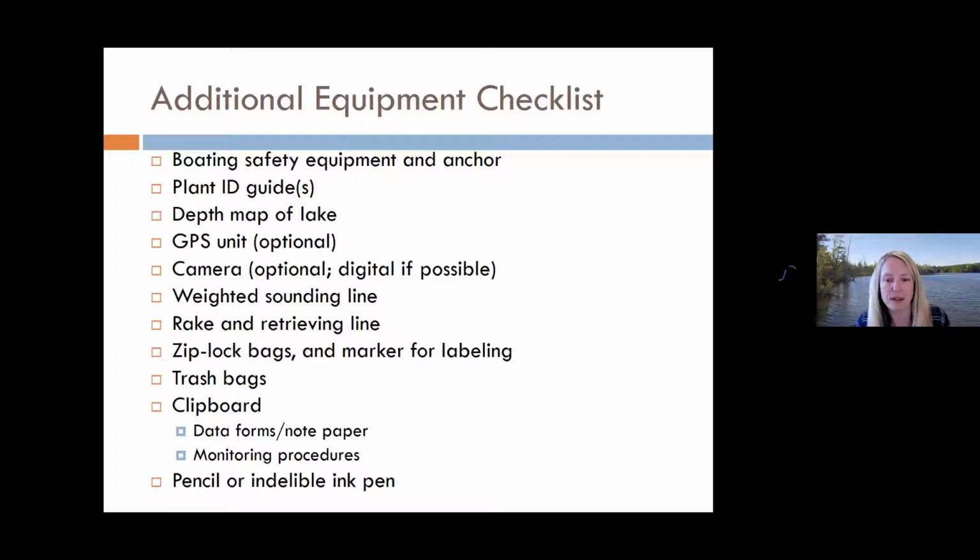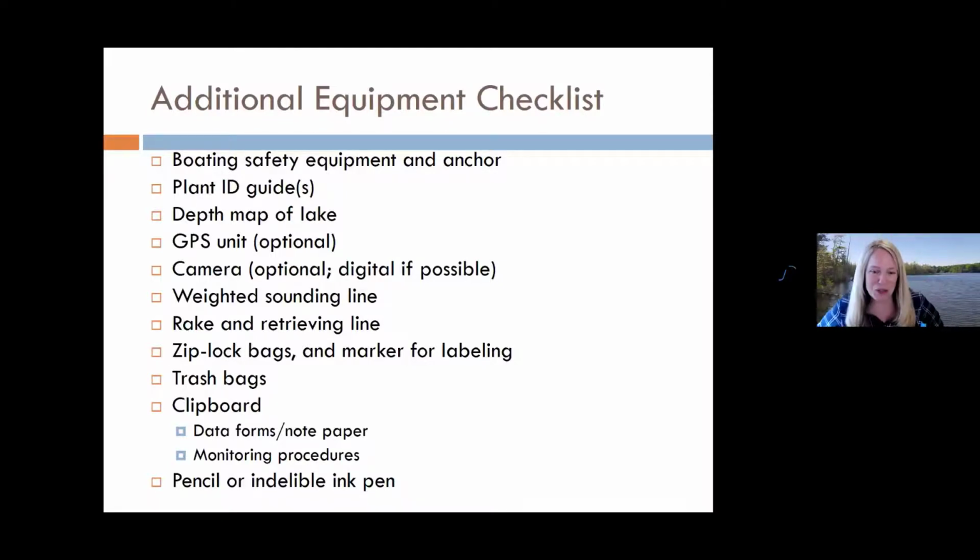Having a weighted sounding line or some other way of determining the depth of where you're sampling is useful. Secchi discs actually work well for that if you've got a measured line on your Secchi disc. Having that sampling rake that we're going to look at. Ziploc bags and a marker for labeling are really helpful because you're not always going to be confident in what a plant is when you're out there on the boat, and you might want to take it back to shore so you can look at it under better lighting, or when you're not blowing around. You may want to do your sampling and then do the ID back at shore. So having a Ziploc bag that you can label with where you found the plant is really, really helpful.